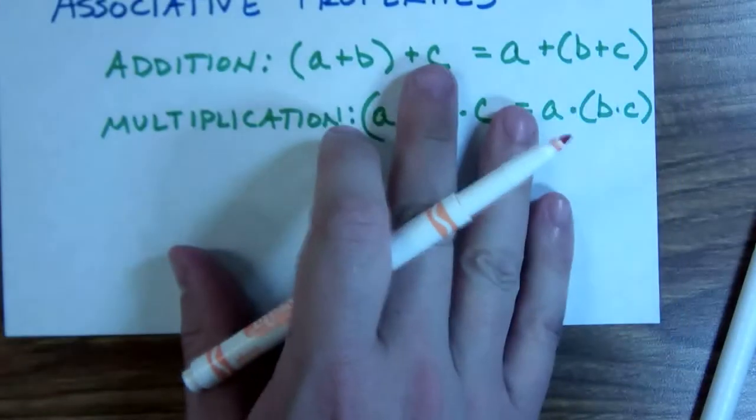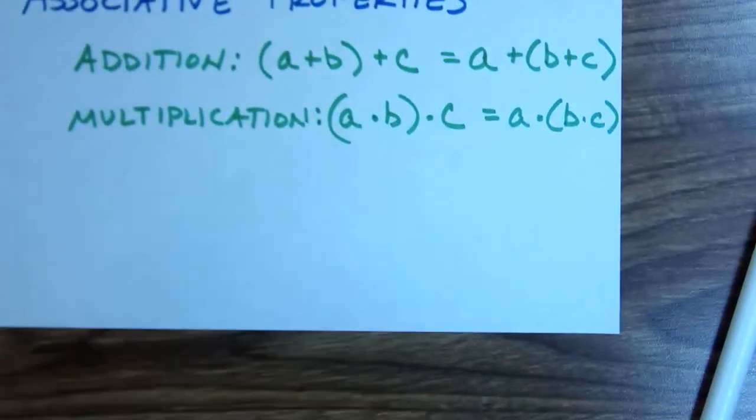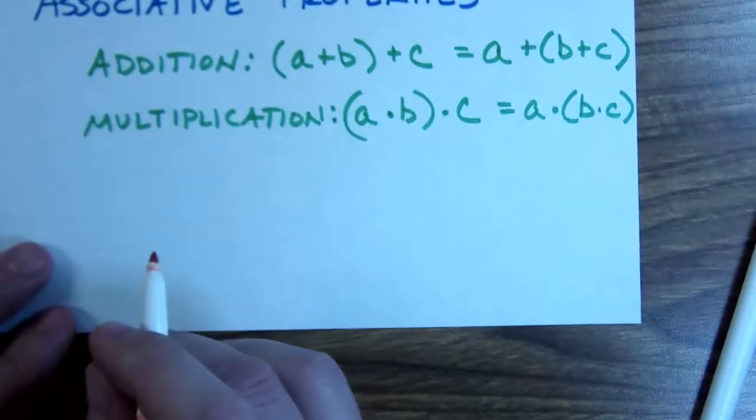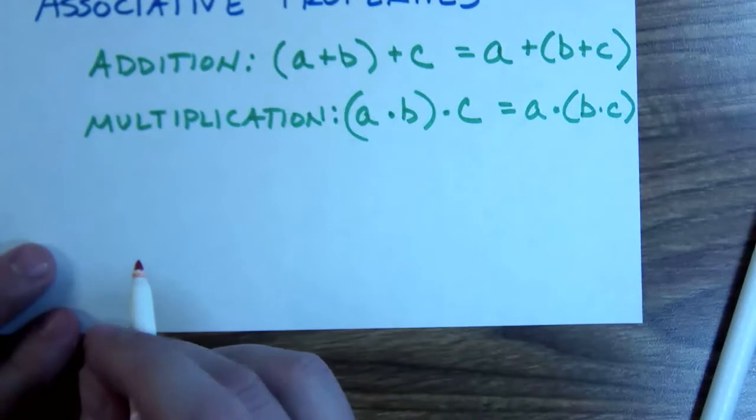Okay, so here's what these... Only with addition and multiplication. In subtraction and division, the order that you do things in does matter. Aunt Sally holds dominion over subtraction and division.